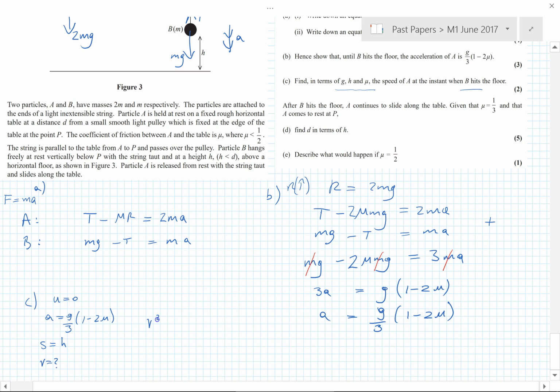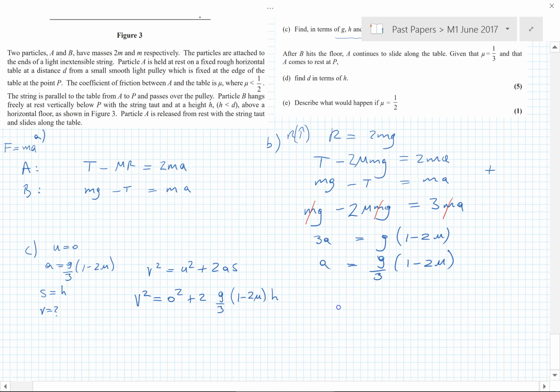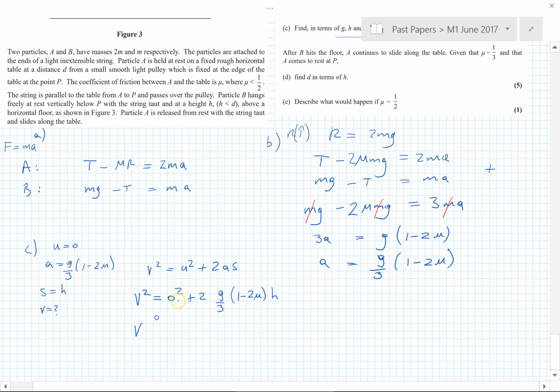So we're going to apply v squared equals u squared plus 2as. So v squared is equal to u squared, which is 0, plus 2 times the acceleration, which is g over 3 times (1 minus 2 mu), times h. So that gives us, this is just 0, 2gh over 3 times (1 minus 2 mu), that's v squared, so v is equal to the square root of that.